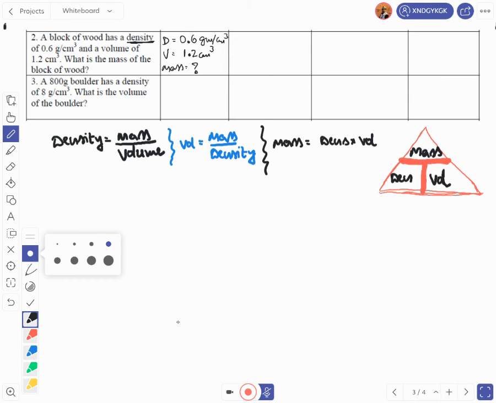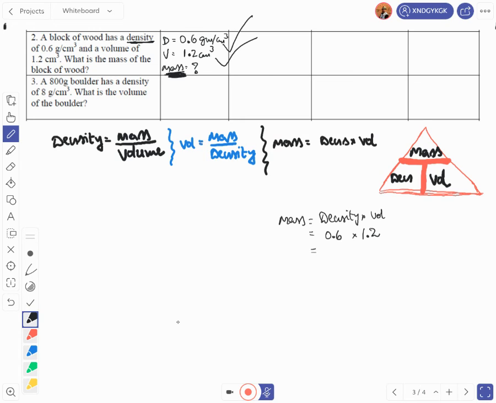Now back to the question. The question is find the mass. You see that, find the mass. Therefore, here mass equals density times volume. Now just plug in these numbers. Density is 0.6 times, what is volume? It is 1.2. You may take the calculator and multiply. You'll end up with 0.72.